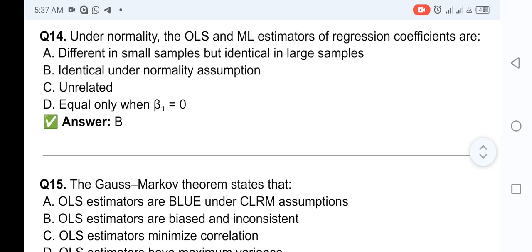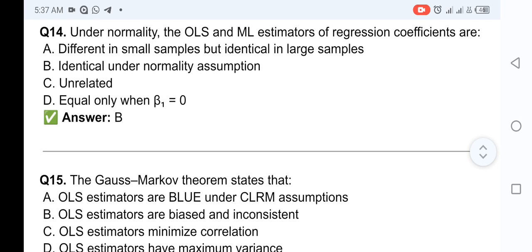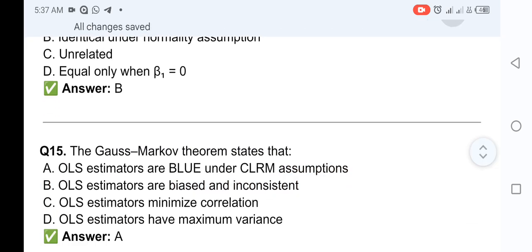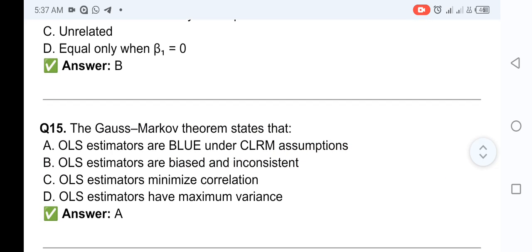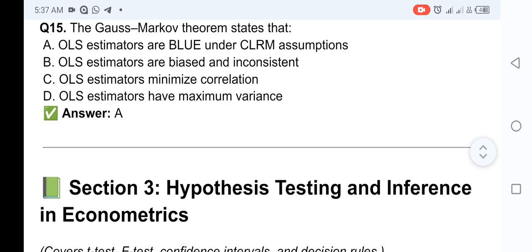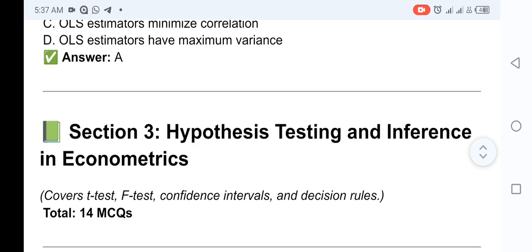Q15. The Gauss-Markov theorem states that: A. OLS estimators are BLUE under CLRM assumptions, B. OLS estimators are biased and inconsistent, C. OLS estimators minimize correlation, D. OLS estimators have maximum variance. Answer, A.